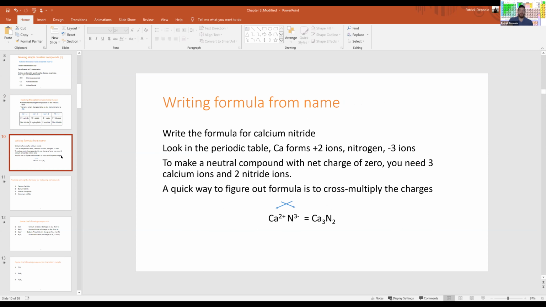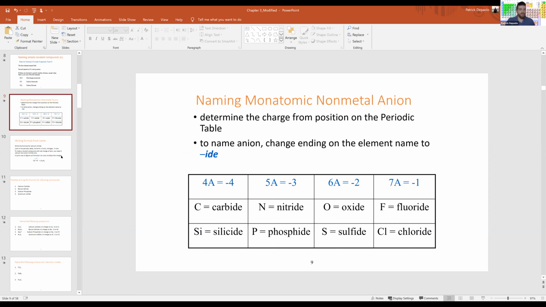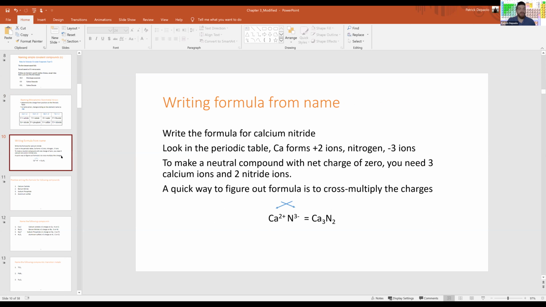Okay, so writing the formula. If you want to go the opposite way and write the name from the formula, or write the formula from the name, let's say you have calcium nitride.